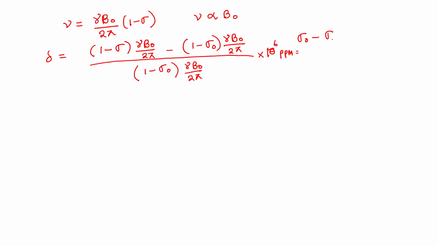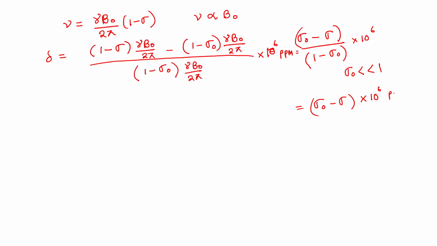From here we can obtain sigma 0 minus sigma, divided by 1 minus sigma 0, into 10 to the power 6. Okay. And this sigma 0, this shielding, is actually very small, so one can ignore it here for now. So delta is sigma 0 minus sigma into 10 to the power 6 parts per million. Okay.